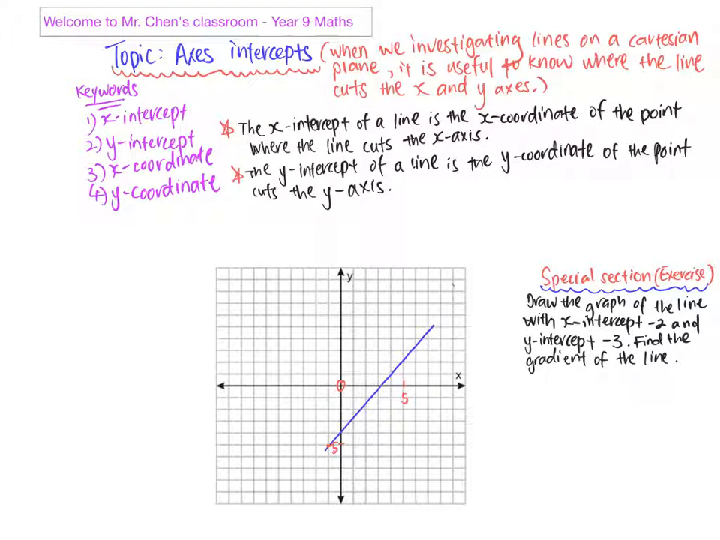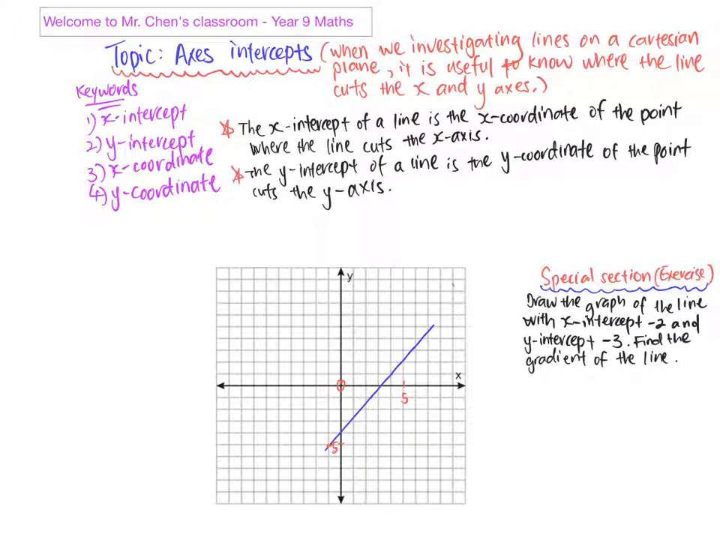So, what happened is, in previous videos we talked about the gradient line formulas, how to find the gradient of a line on your Cartesian plane using the formulas. In this video, we actually talk about the axis-intercept. Some of you might not have heard what axis-intercepts are. That is why we are doing these videos.